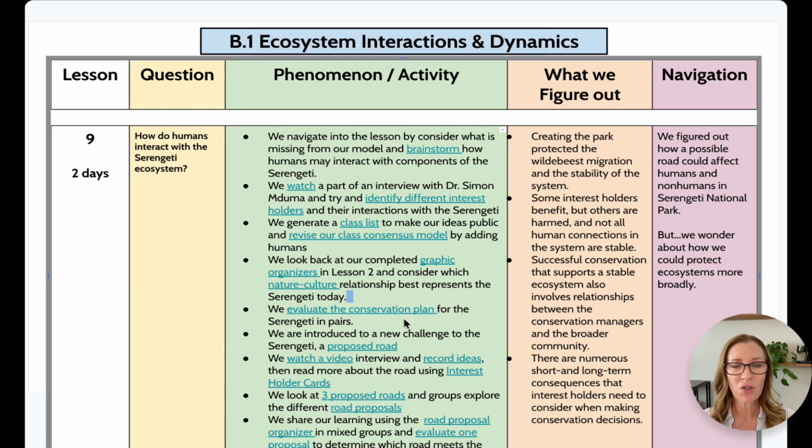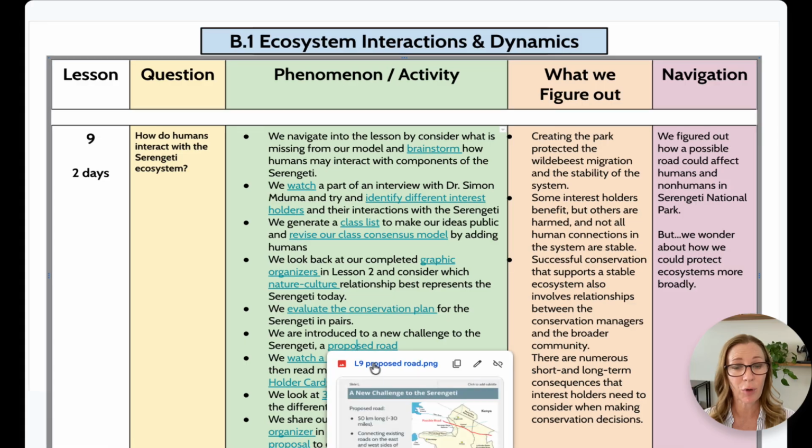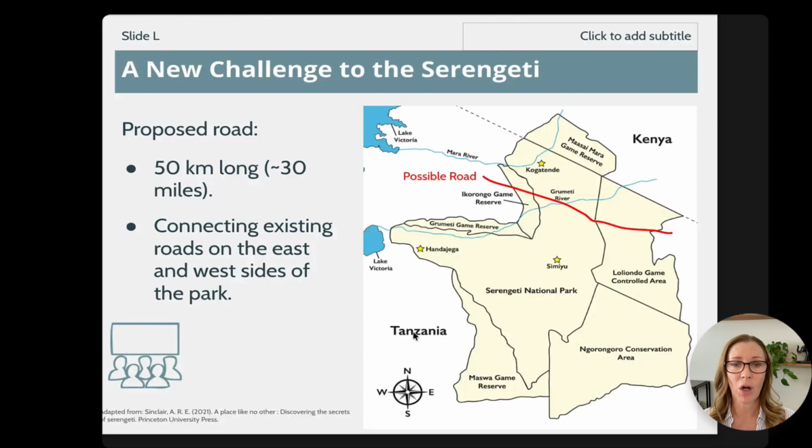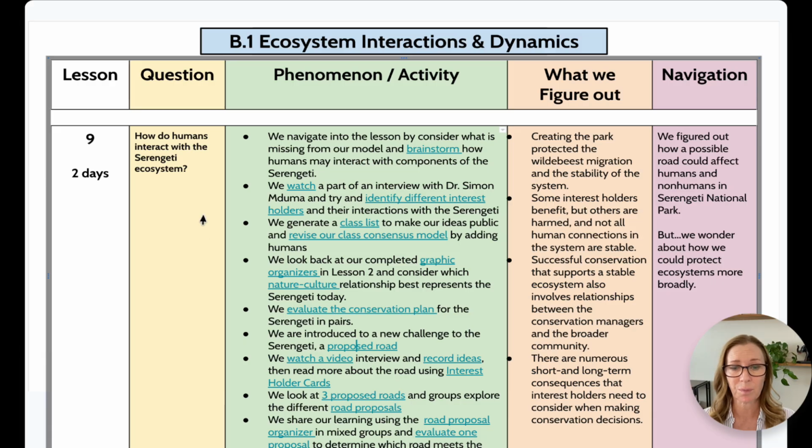But now we're introduced to a new challenge, and that is a proposed road. And so there's some videos that support this, but there's a proposed road that's about 30 miles long, and it's proposed to go through this area of Tanzania. And so it connects existing roads on the east and the west sides of the park, very important to many different people. But obviously, there's going to be some impacts on the different components in the ecosystem.